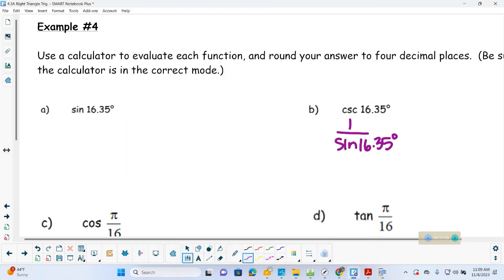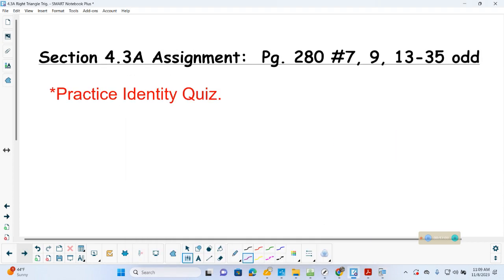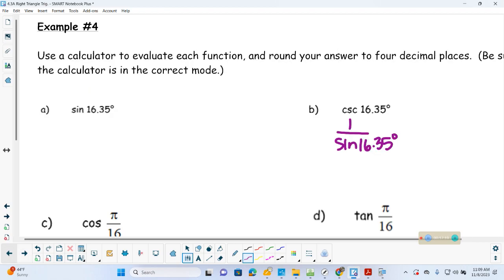Okay, last thing I have for you. This is going to be fun. So, notice I added this in red on here. You have the world's easiest 8-point quiz coming at you tomorrow. And I even made you a practice one, so you know exactly what I'm talking about. Remember, we have been using our identities, like cosecant is 1 over sine, tan is 1 over cotan. We have been using these in the problems.